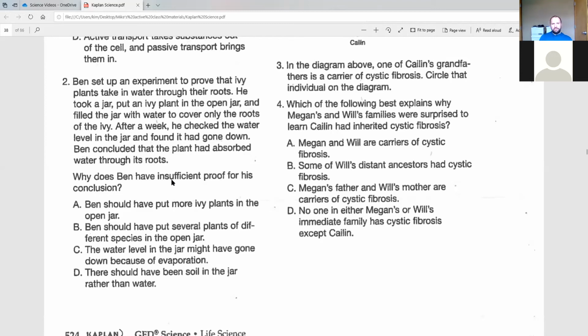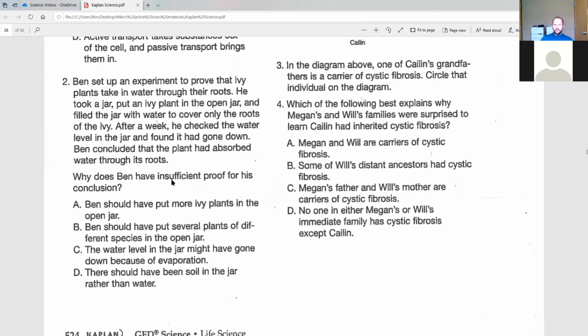A, Ben should have put more ivy plants in the open jar. That doesn't really make sense. B, Ben should have put several plants of different species in the open jar. Well, if he's just testing ivy, then he doesn't need other plants either, so B doesn't make sense. So throw out A and B, and let's look at C and D.